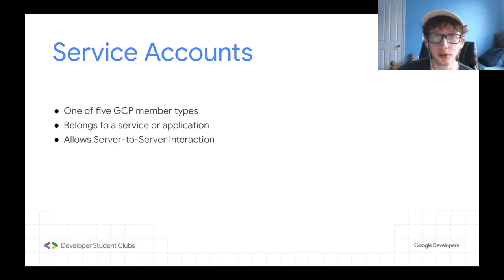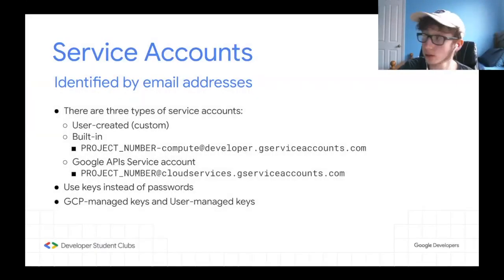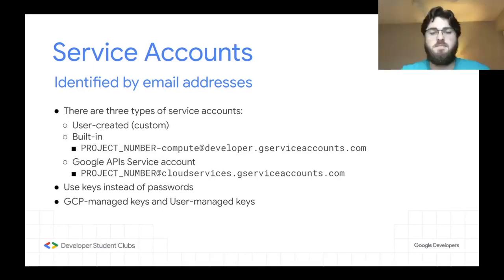You can configure instances or applications to use service accounts and then assign the IAM permissions necessary to those service accounts. Programs running within the Compute Engine environment can automatically acquire the access tokens that they were set up with using credentials. Service accounts are identified by an email address. There are 3 different types of service accounts: user-created, which are custom, built-in, and Google APIs service accounts.